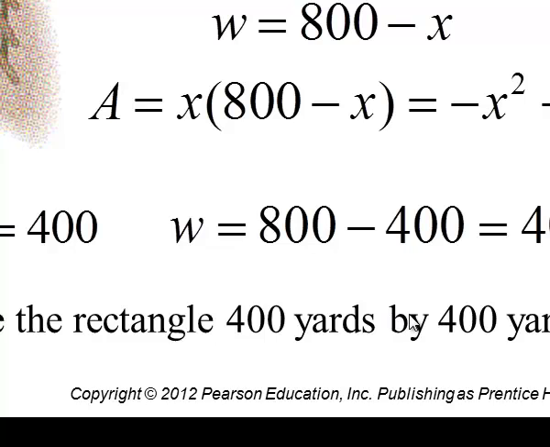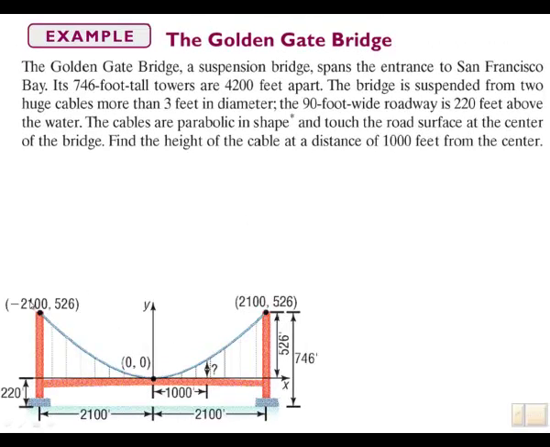Okay. Now let's take a look at the next problem. We have the Golden Gate Bridge and it has a suspension bridge on it. And so here it is. The bridge extends up from the ground 746 feet. The towers are that tall, and they're 4,200 feet apart. Now notice they split the bridge in half and made it 2,100 and 2,100, and there's a reason for that. We'll go over that in a minute.